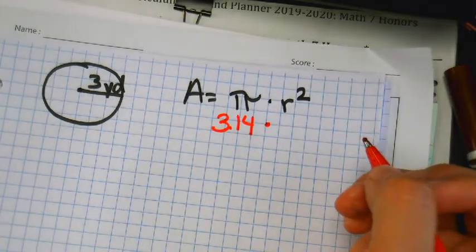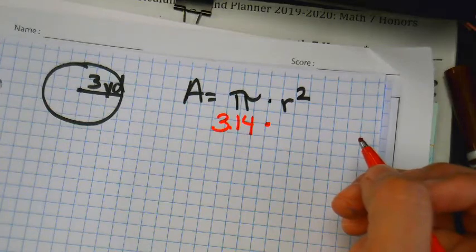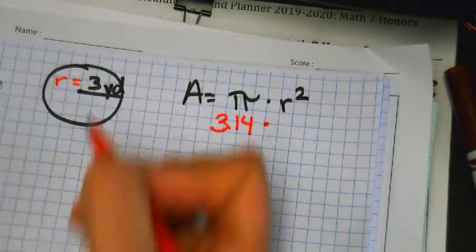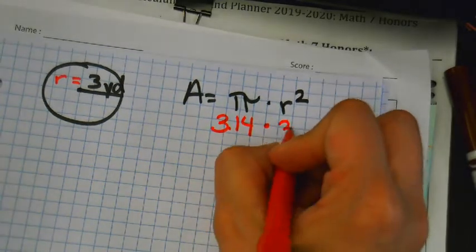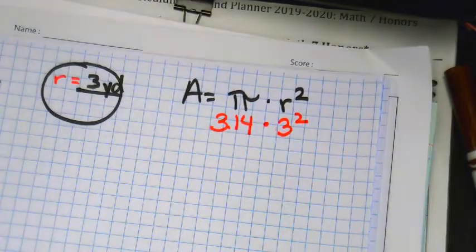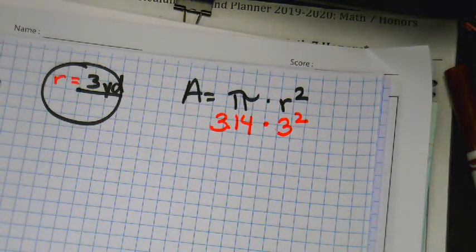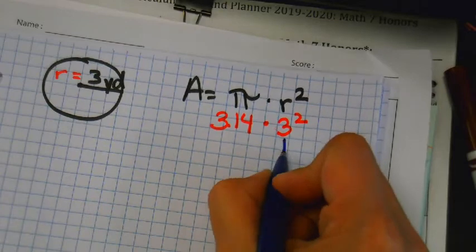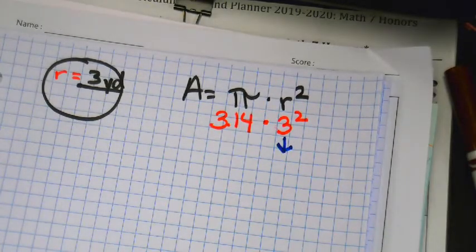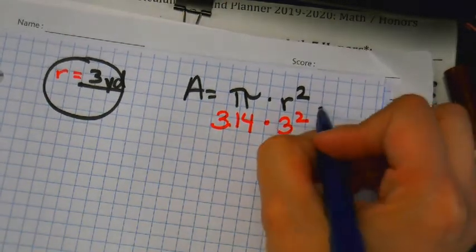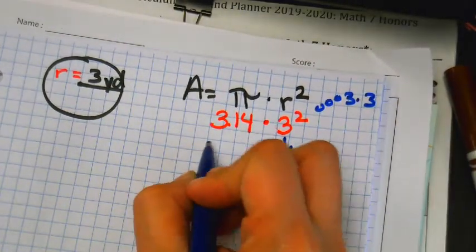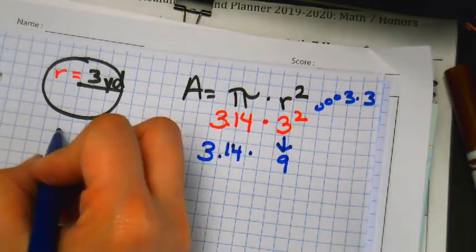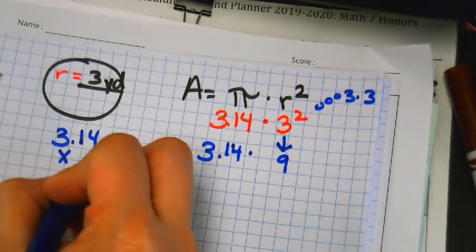times, what's my radius? 3 squared. I should not hear 6. I understand why you're telling me 9, but I have to show all my steps. So 3 squared is 9, because you're thinking 3 times 3. All right, let's do 3.14 times 9.